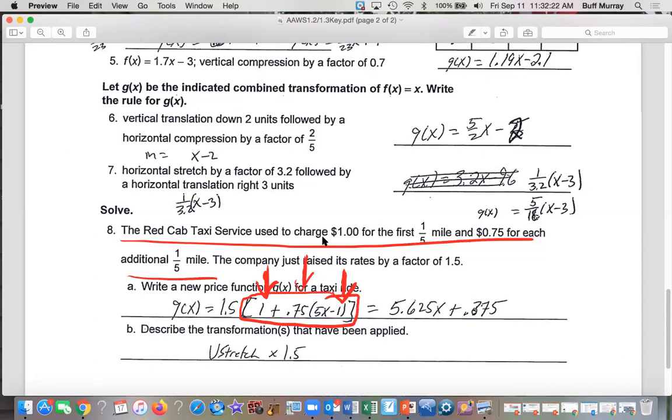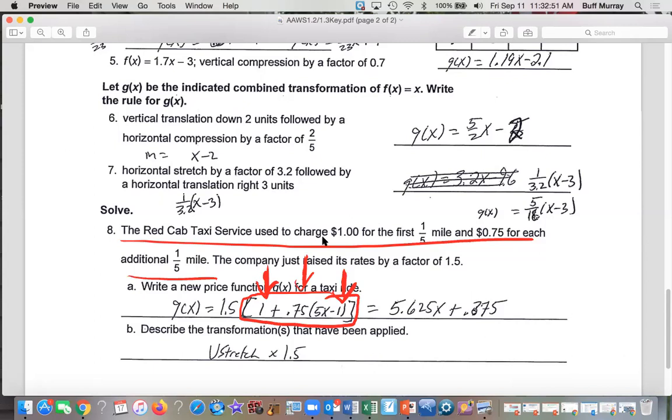Now, if you're confused by that 5x minus 1, think about it this way. X represents the number of miles you've driven. So if I put in 1 for x, that would be 1 mile. I would only be charged 75 cents for those 4 miles above and beyond the first mile, right? That's where it can get a little tricky. This is a tough question.